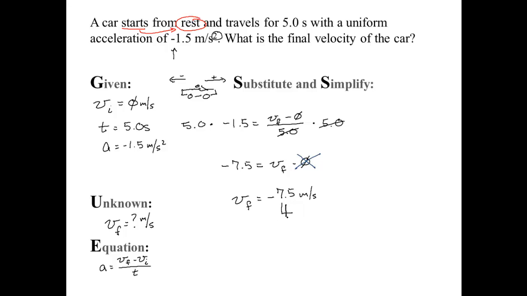And if I apply the correct number of sig figs, in this case 2, there's 2 sig figs here, and 2 sig figs here, I'm going to get negative 7.5 meters per second because I apply 2 sig figs.